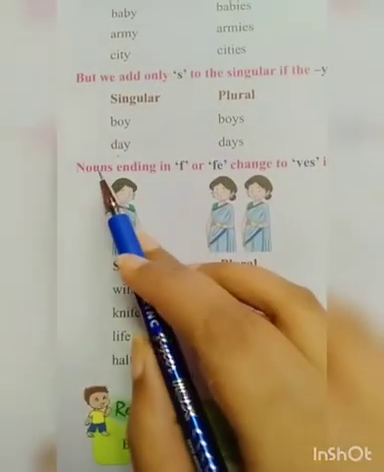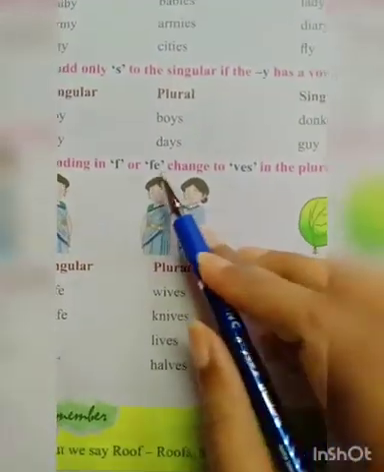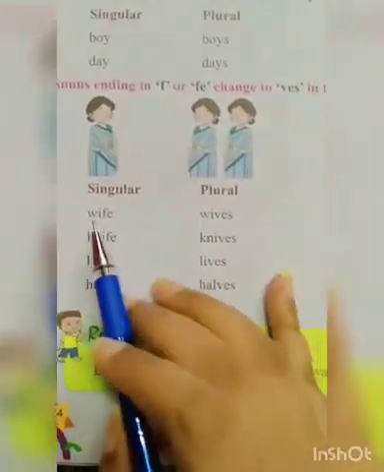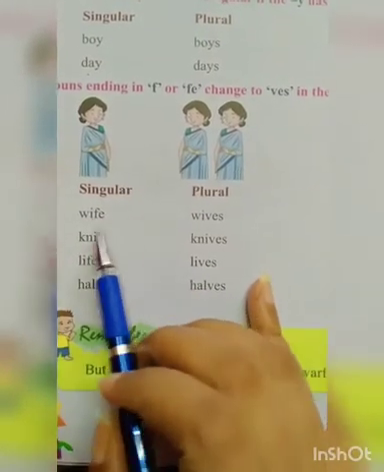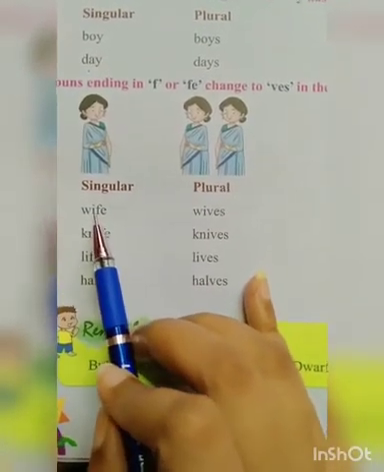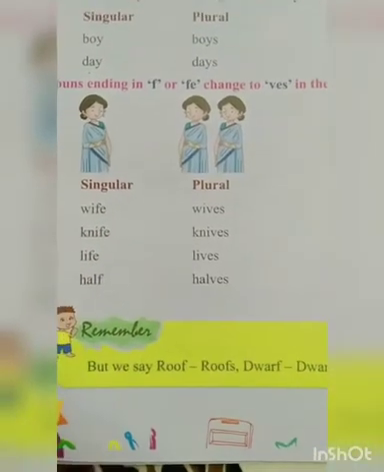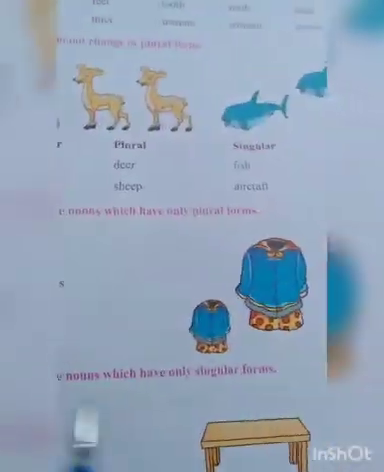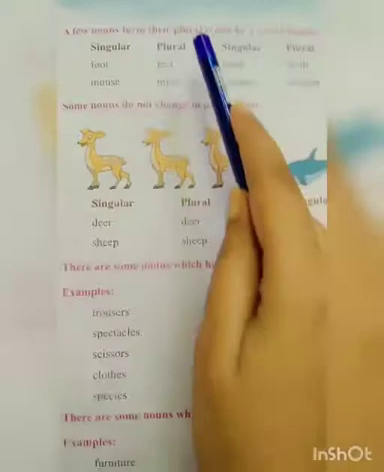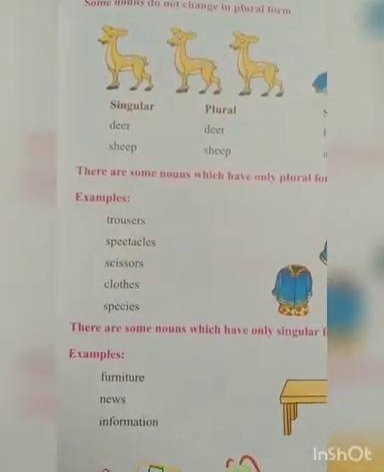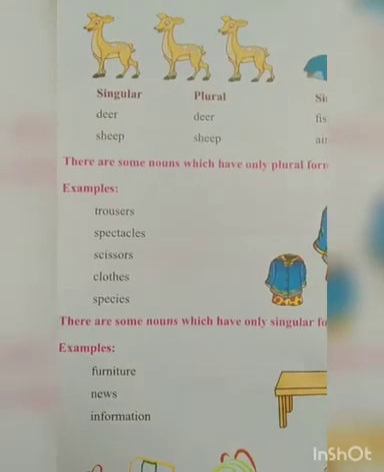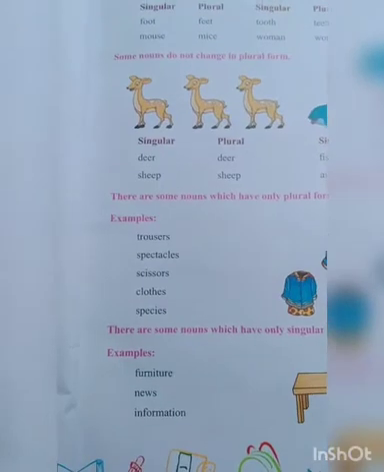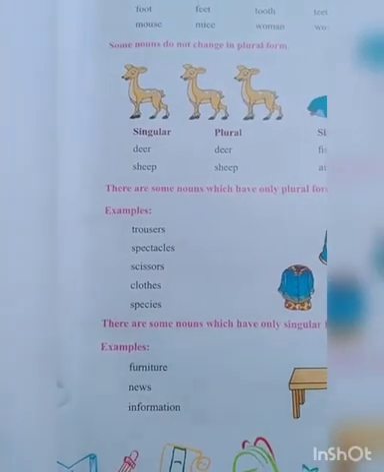Now see, nouns ending in F or FE change to VES in the plural form. Here we will put VES. The word means a word which is ending with F or FE. Okay children, these are a few different examples. Page number 35 also has examples, and what you have to do is go through these examples. Okay children, in my next class we will do the exercise.